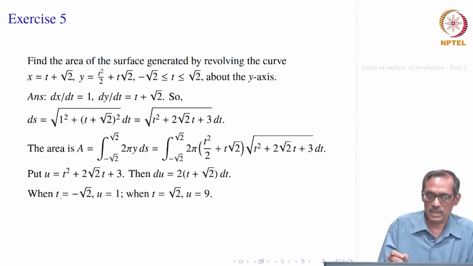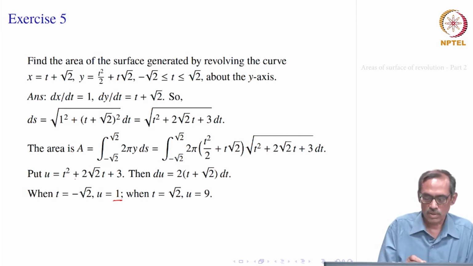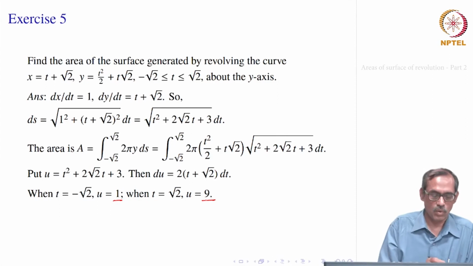So, we must get the limits. When t equal to minus root 2, substitute minus root 2 in the expression for u, you get 2 minus 4 root 2 plus 3. Root 2 into root 2 gives 2, so it is 2 plus 4 minus 4 into 3 plus 3, that gives you 1. So, when t equal to minus root 2, u becomes 1. When t equal to root 2, all of them are plus, so it is 2 plus 4 plus 3, that gives you 9. So, the limits for u are 1 and 9 now.